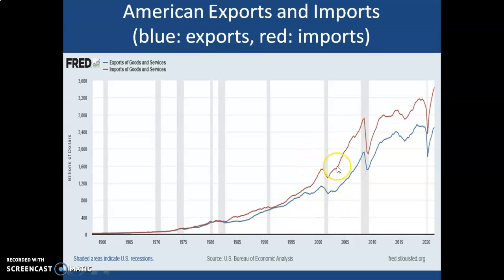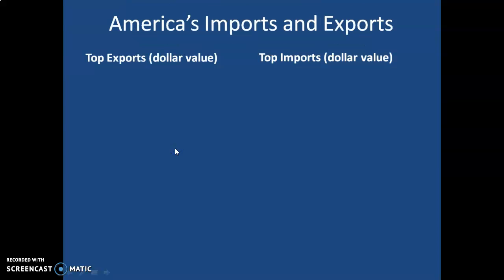Here in the early 2000s, again, it's not as evident as it was in 2008, 2009, but in virtually every single recession, the amount of imports will decrease a lot more than the amount of exports decrease. So let's take a look at what we import and what we export. What I'm talking about here is the kinds of products that we export and import. And we'll start with exports.